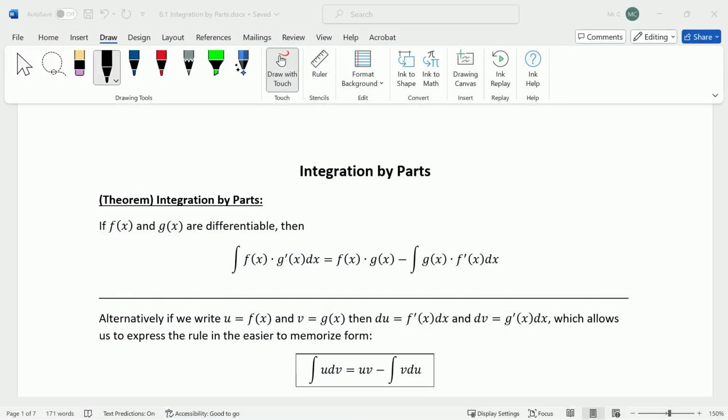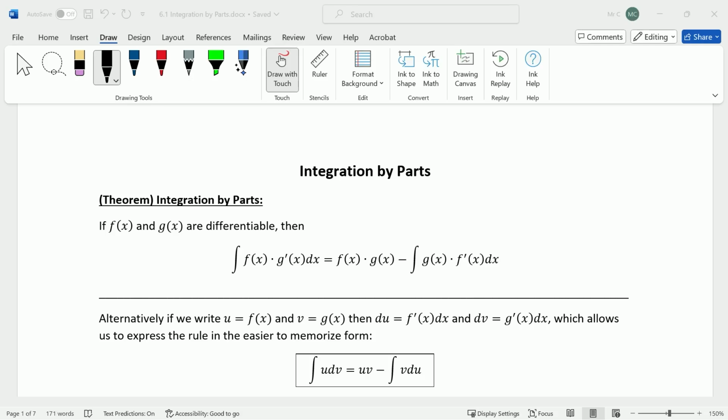Hello everybody and welcome to our video on integration by parts. So we're going to start by taking a look at a theorem, and that's the integration by parts theorem. And then we're just going to start evaluating some integrals with that.